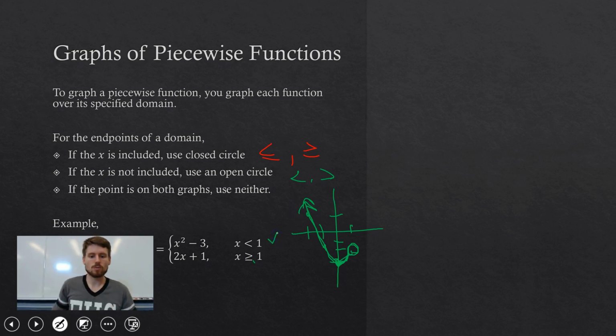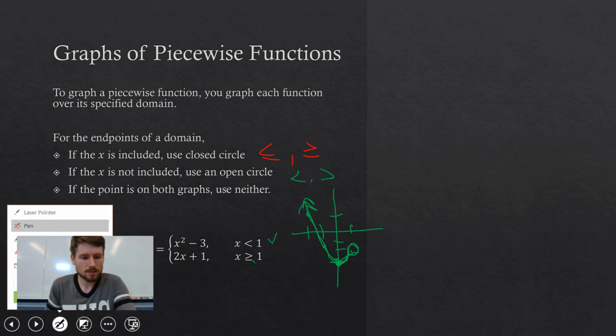The first rule has been graphed. Everything less than 1 is part of that parabola x squared minus 3. And we needed to know what's happening really close to 1 but smaller than it. Well, it's still that parabola x squared minus 3, so that's what we're graphing. Now let's graph the second part of this.